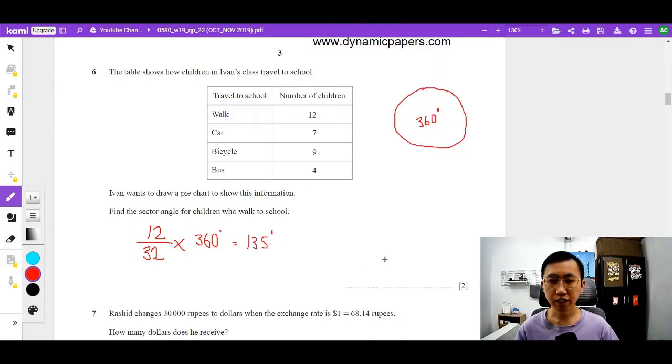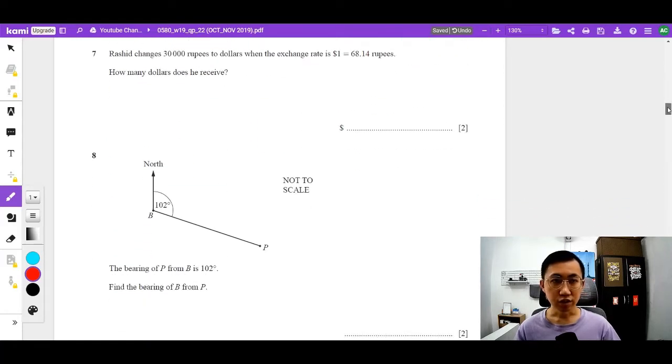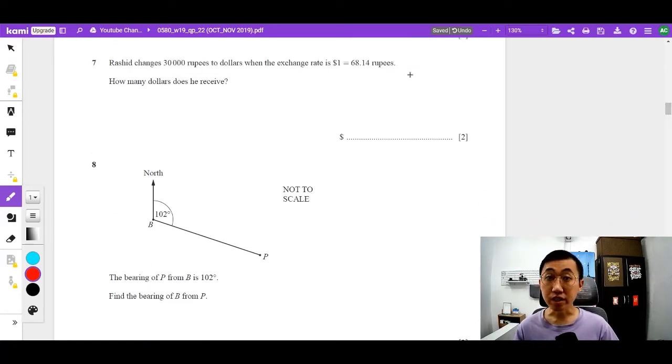135. Don't forget the unit, it's not given here, so 135 degree. Let's move on to question 7. Rashid changes 30,000 rupees to dollar when the exchange rate is $1 equals 68.14 rupees. How many dollars does he receive? Alright, 2 marks means need to show working.